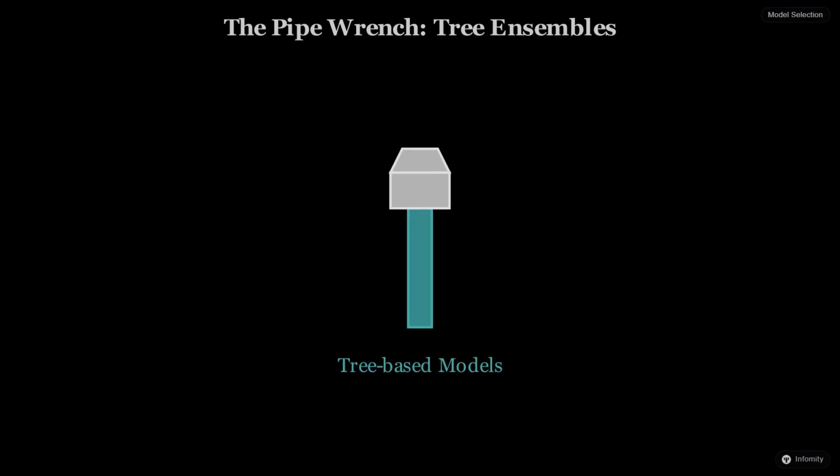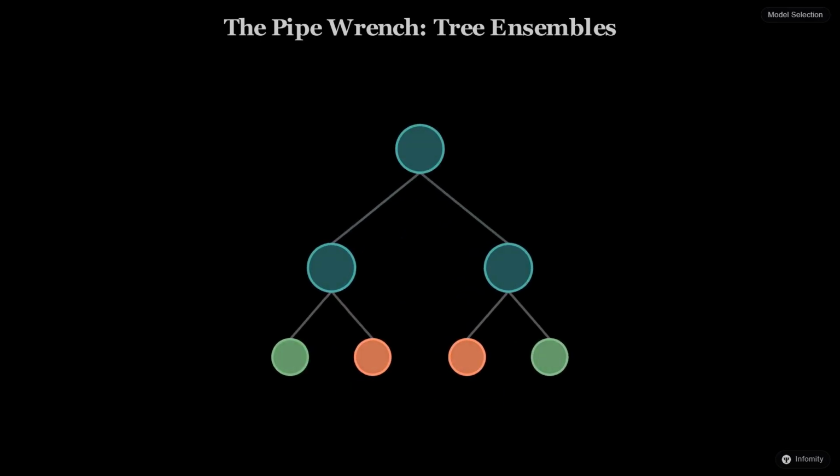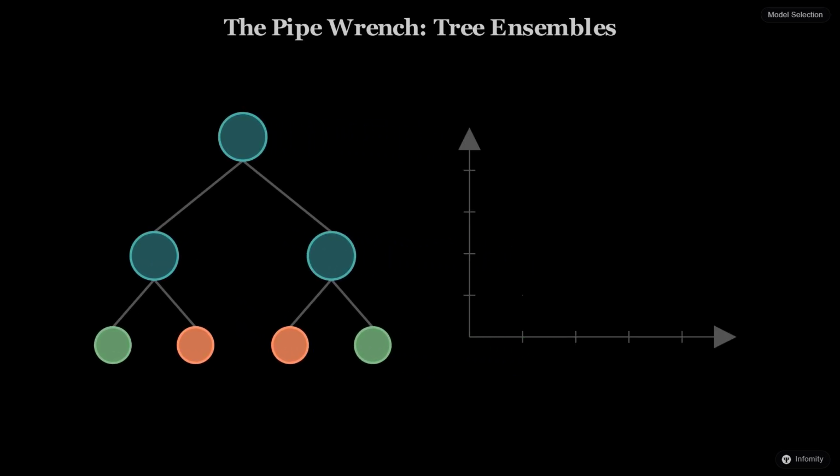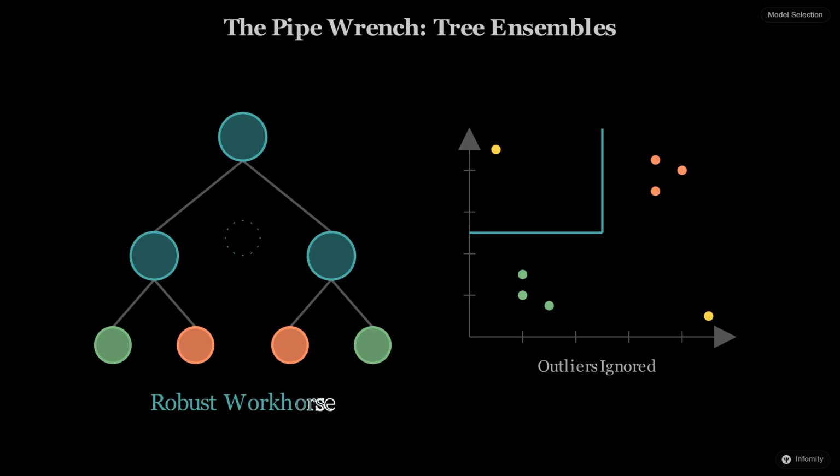Next, we have the pipe wrench, represented by tree-based models like random forests or gradient boosting. These are your heavy-duty tools for messy, tabular data. When your dataset has missing values, outliers, or nonlinear patterns, these models grip onto the underlying structure, where a simple screwdriver would slip. They are the workhorses of the data science world because they handle noise with incredible stability.